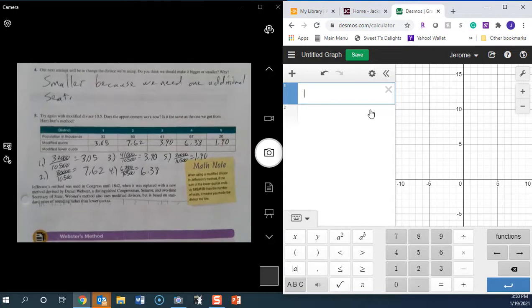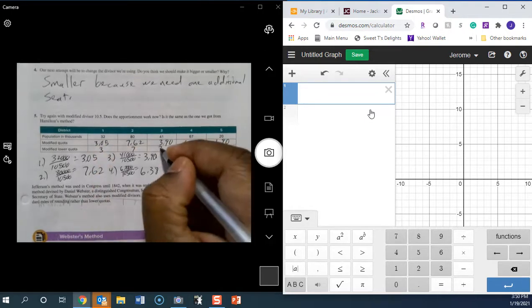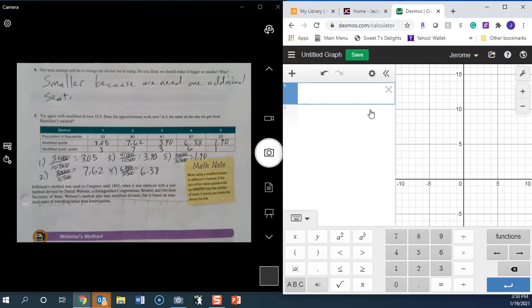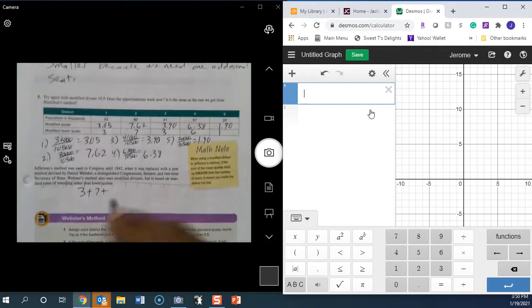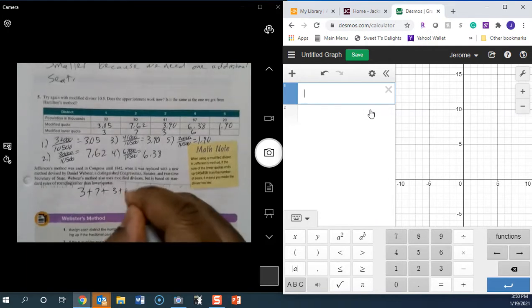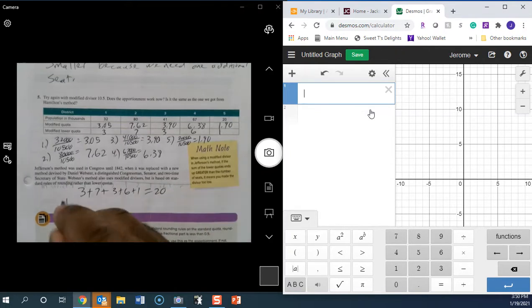Now that we have these values, we need a modified lower quota. So we'll take the digit in front of the decimal. Now, we need to add all of these values together. So we add 3 plus 7 plus 3 plus 6 plus 1, and that will give us 20. So we could say that it works.